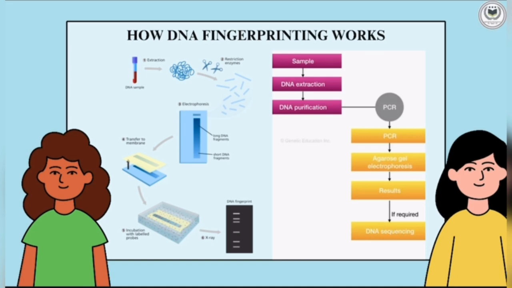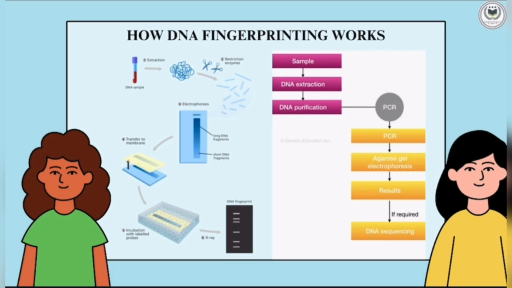Third, DNA fragmentation. The extracted DNA is cut into smaller fragments using restriction enzymes that target specific sequences. Fourth, amplification. If needed, in cases of limited DNA, the polymerase chain reaction, PCR, is used to amplify specific DNA regions. Fifth, separation by gel electrophoresis.